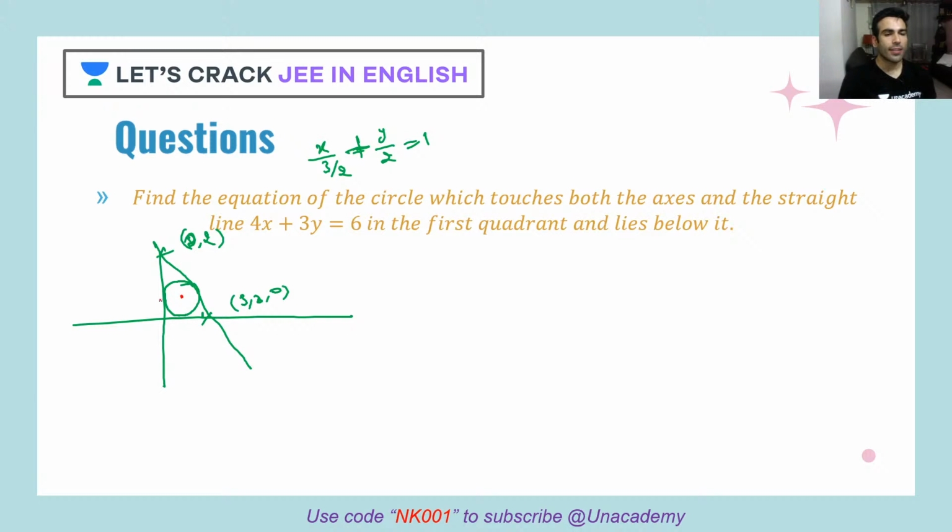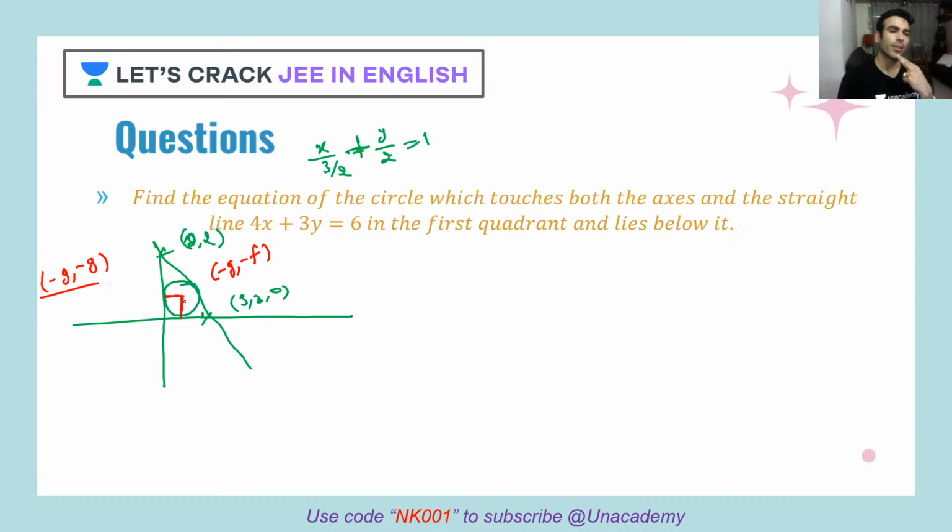See here, it is touching both the axes, so if I want to talk about the coordinates of the center, it will be minus g, minus f. Luckily, minus f and minus g are both equal, because both are the radius. So I can directly say the coordinates would be minus g comma minus g, and minus g is positive, because it is in the first quadrant.